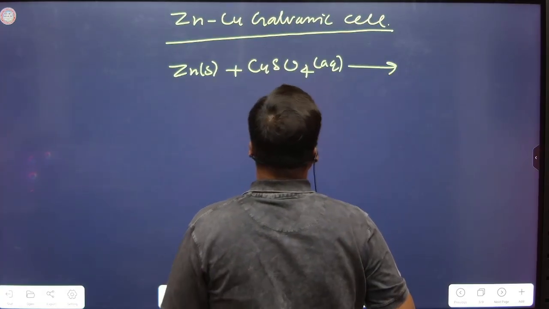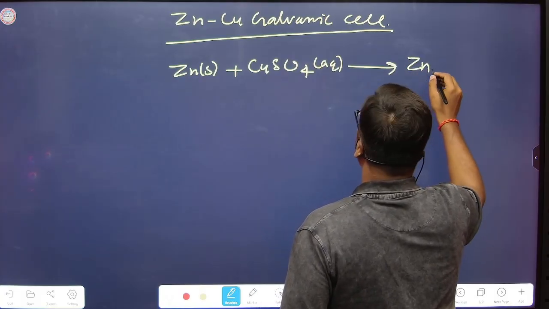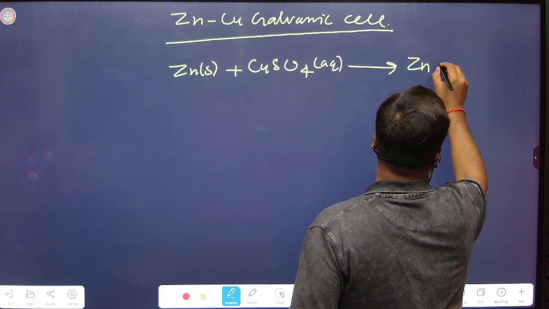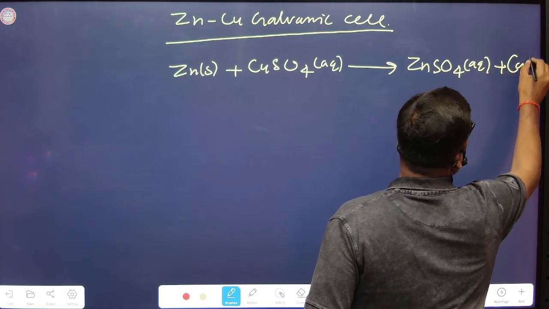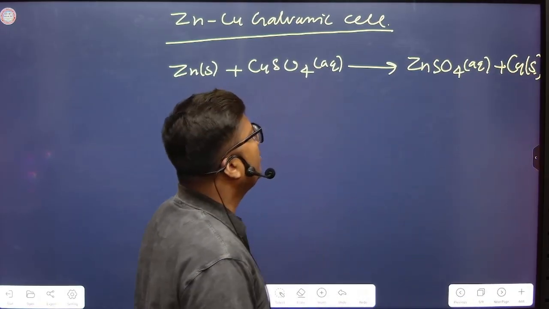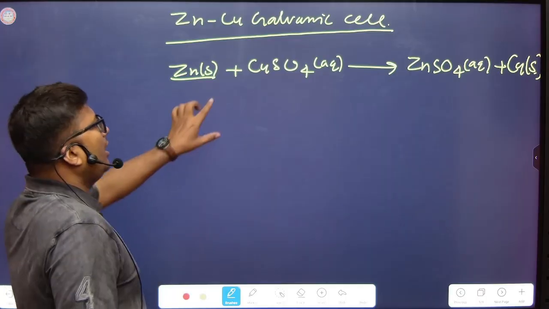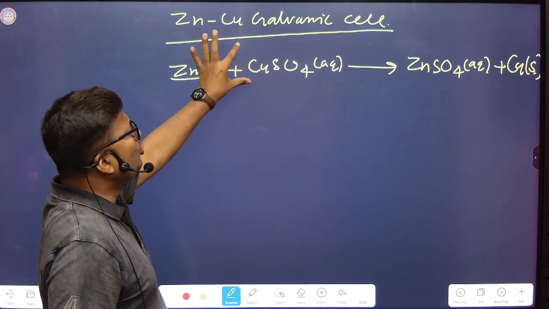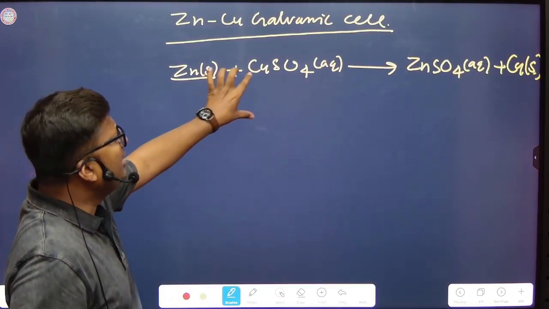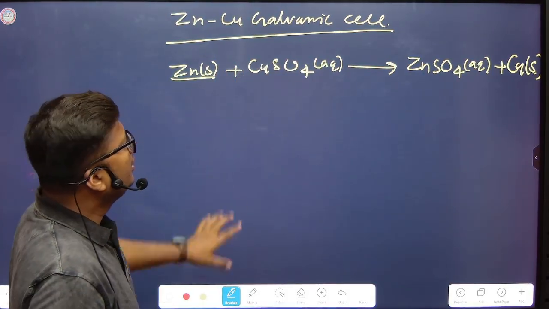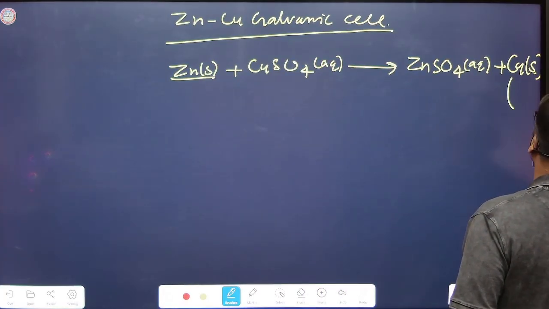So the reaction is proceeding like that: Zn plus CuSO4 gives ZnSO4 aqueous and copper solid. Here what happens? Zinc rod, right? And this is the electrolyte solution where Cu2+ exists as an electrolyte cation. So from the electrolyte solution, copper is precipitated as copper solid, right?